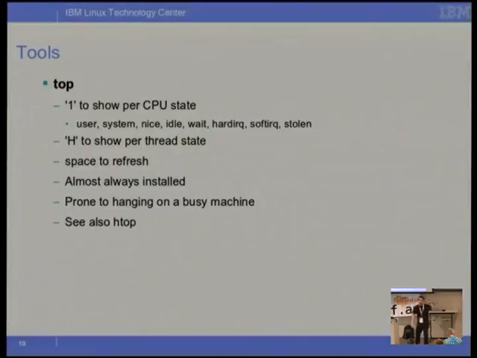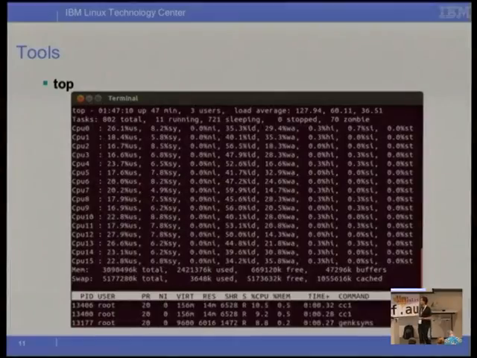We mentioned top. Top's great. Hit 1, you get this nice per CPU profile, very useful. As I said, prone to hacking, prone to hanging. And someone mentioned htop, another great tool, and that's just it running here in a box, and you've got, again, the breakdown. We'll talk a bit about stolen time as well. When we add hypervisors, we've got yet another level of time we keep, and that's called stolen time. But here you'll see every CPU broken down.